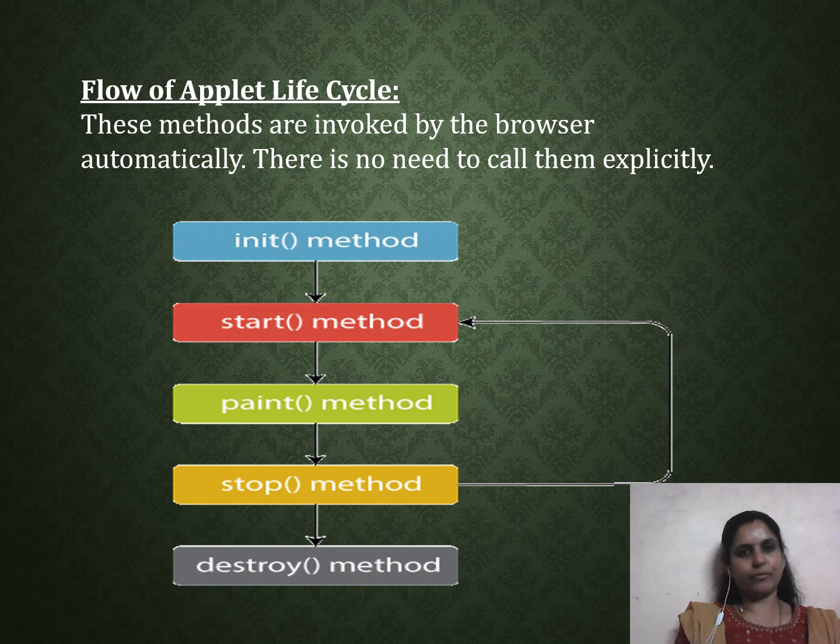This is the flow of the applet lifecycle. These methods are invoked by the browser automatically. There is no need to call them explicitly. So already we have seen these methods: init(), start(), paint(), stop() and destroy(). Here you can see the flow that the stop() method goes to the start() method.